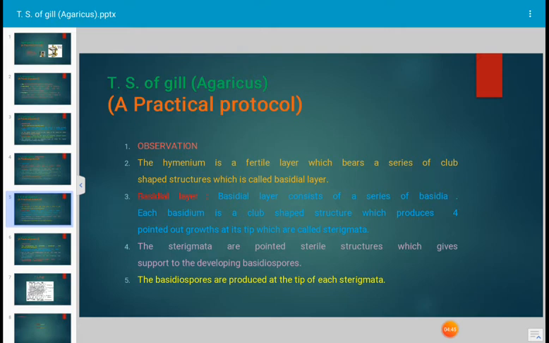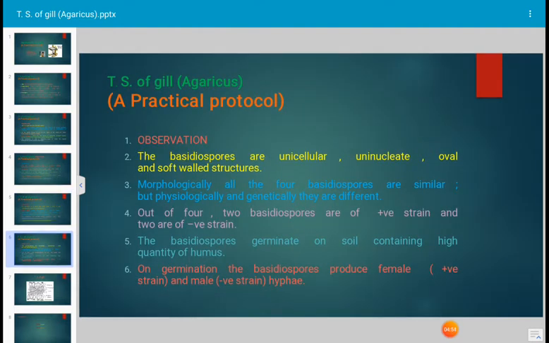And the basidiospores which are developed at the end region of sterigmata, the basidiospores are very small in size. They are spherical, unicellular, uninucleated, soft-walled structures. And morphologically, all these 4 basidiospores of each basidium are similar in size and shape, but at physiological level and at genetical level they are different. Out of 4 basidiospores, 2 basidiospores are of positive strain and 2 are of negative strain. The basidiospores germinate on soil surface containing high quantity of humus.